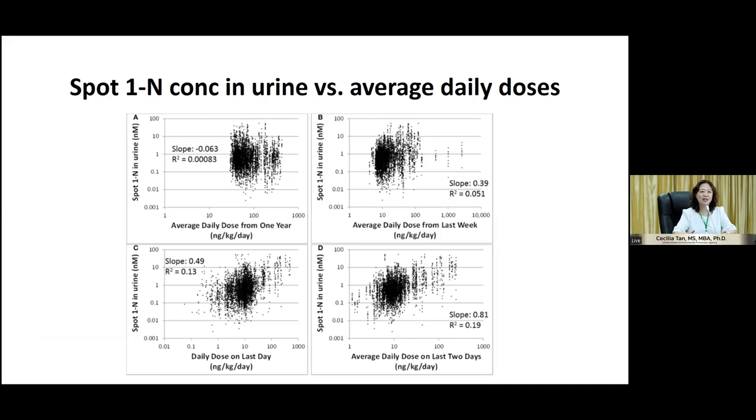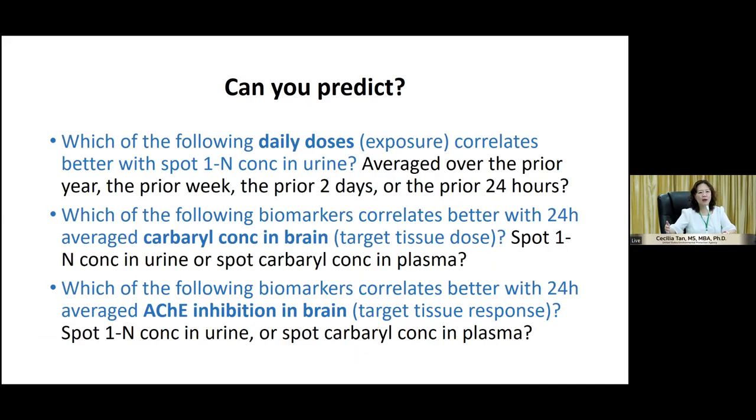Okay, so the last question, let's look at the correlation with health effects, neurotoxicity in this case. Which one of the two do you think correlates better with average cholinesterase inhibition in the brain? Again, the PBPK-PD model can predict cholinesterase inhibition in the brain, but in reality you cannot measure it. So this is the response in the brain. Which one do you think correlates better with that? Is it the spot metabolite concentration in urine or the spot parent concentration in plasma? Which one do you think is a better correlate?